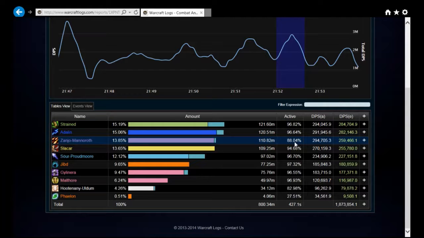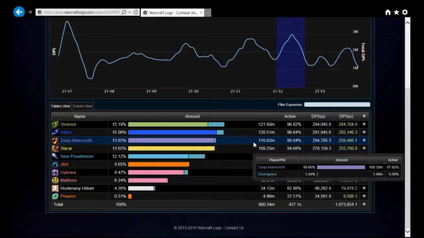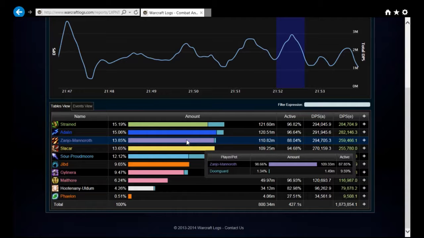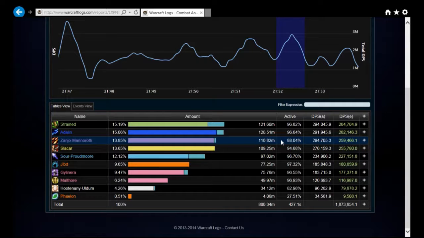If I see somebody like this that's at 88%, you can see their DPS was 294, but the effective DPS was 259. So I could dive deep into these logs and possibly find out that Zanjo here was banished several times, or possibly in a prison several times. Before I would approach Zanjo and say, hey, we need to get your active time a little bit higher, you really need to dive into the logs and see what happened to him to cause this low number here.